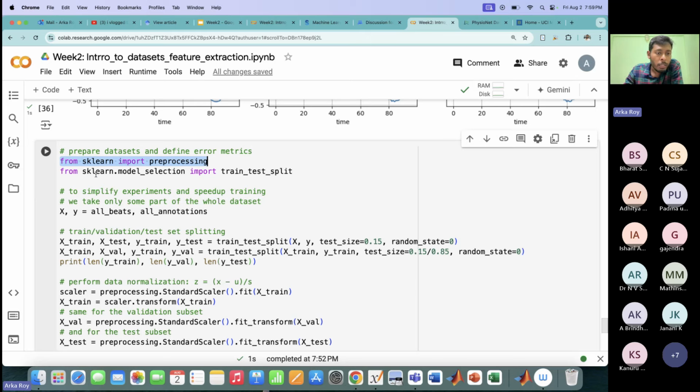Then what we need is, as I told you, that in machine learning problems you see a training dataset and a testing dataset. But in this particular dataset, they have not given a training set and testing set, so you have to do that manually. For that, you have another function from sklearn.model_selection, train test split. This train test split will basically give you the training part, validation part, and testing part.